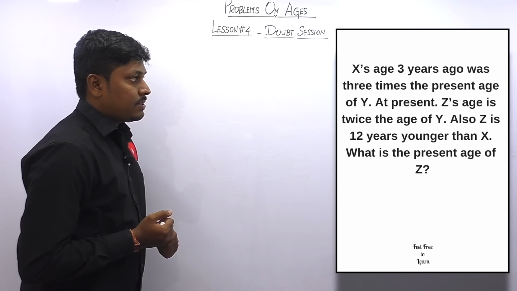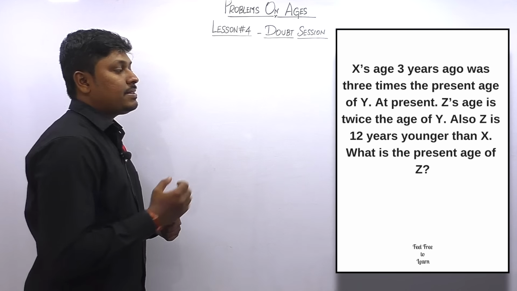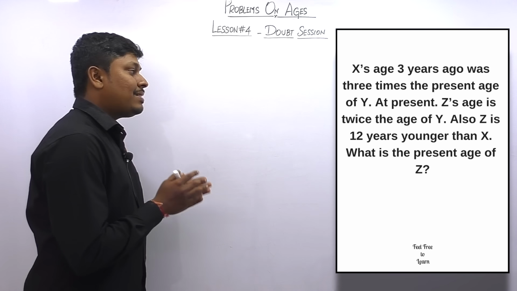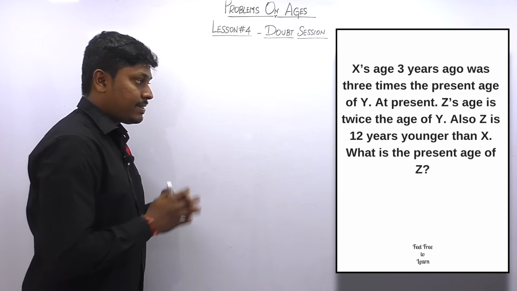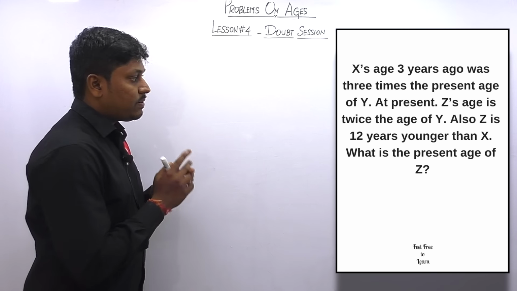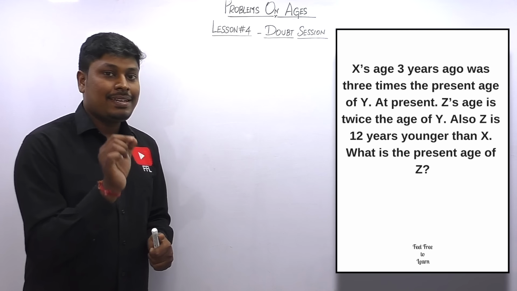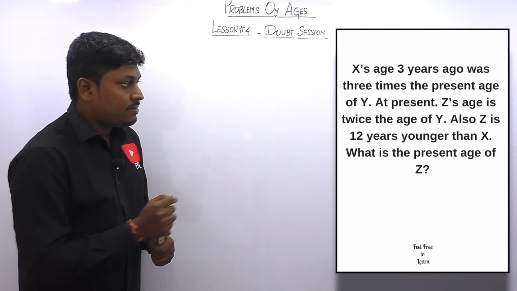Question number 6. X age 3 years ago was 3 times the present age of Y. At present, Z's age is twice the age of Y. Also Z is 12 years younger than X. What is the present age of Z? So interesting question. Here they are talking about three persons, that is X, Y and Z. So remember that our target is to find the present age of Z. And another important point given is that Z is 12 years younger than X.